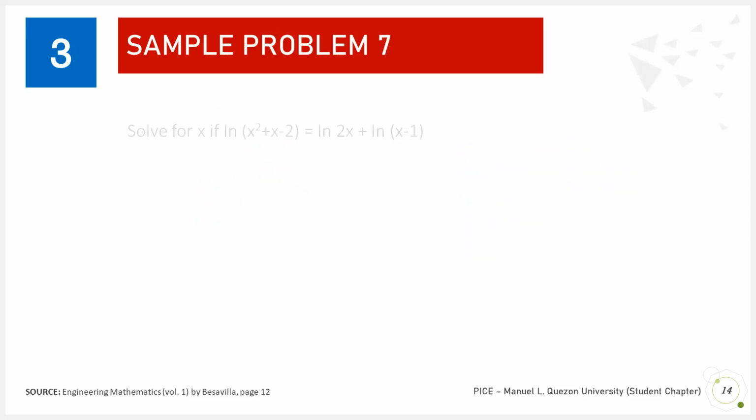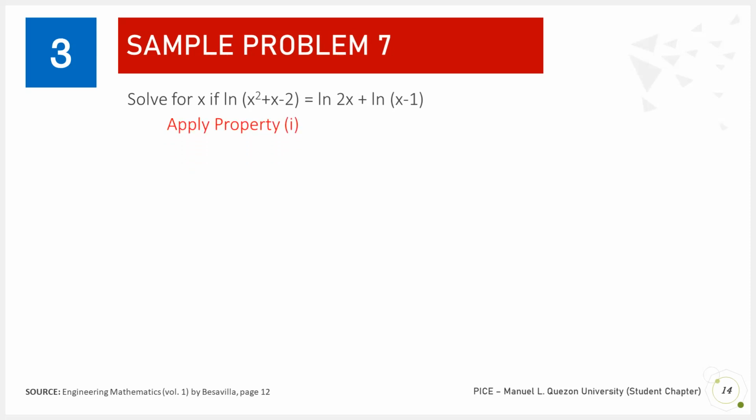For sample problem number 7, we have to solve for the value of x if the natural logarithm of x squared plus x minus 2 is equal to the natural logarithm of 2x plus the natural logarithm of x minus 1. So we apply property I, which involves a product of two terms inside the argument for natural logarithm. And then we have to transform the right side of the equation.